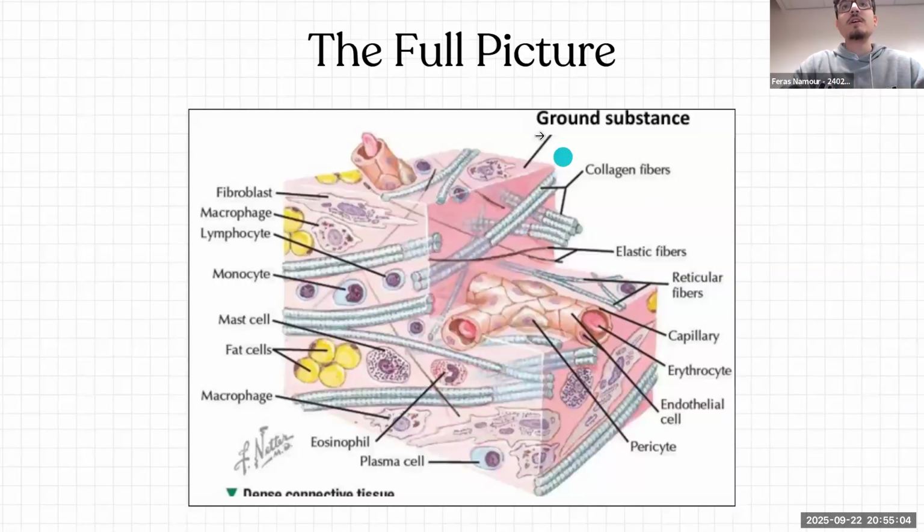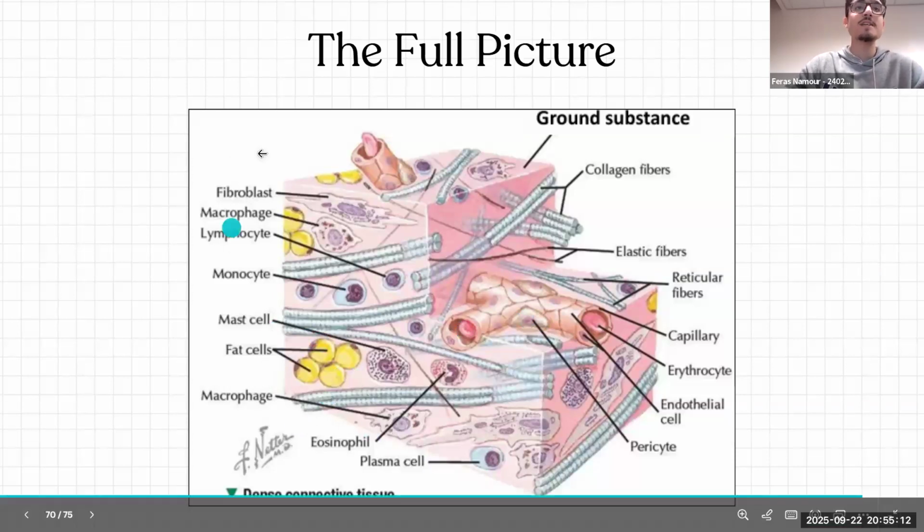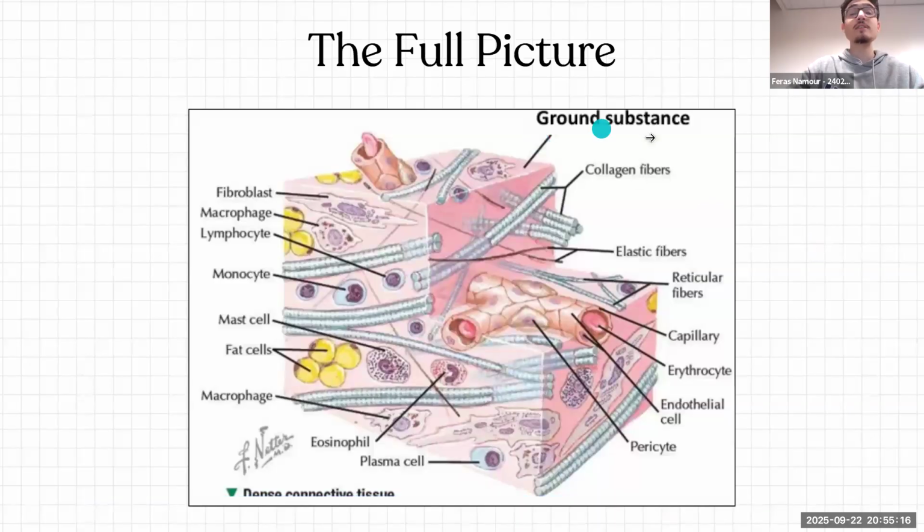This is the full picture. Substance, collagen fibers, elastic fibers, blood capillaries throughout, fat cells, mast cells, macrophage, plasma, you name it. It's everything. And then inside my ground substance, I'm going to have my water, I'm going to have my proteoglycan, GAGs, and glycoproteins.